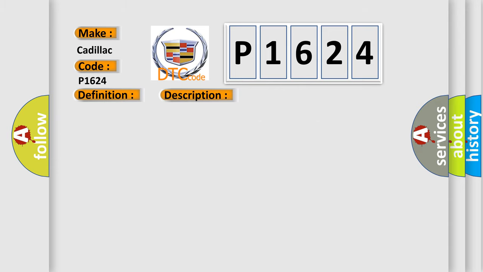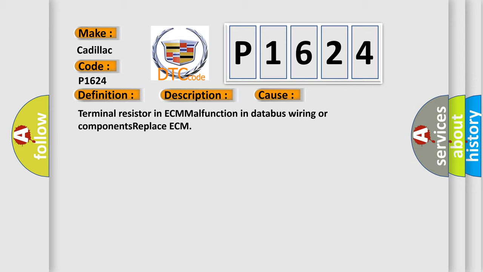This diagnostic error occurs most often in these cases: terminal resistor in ECM, malfunction in database wiring or components, replace ECM.